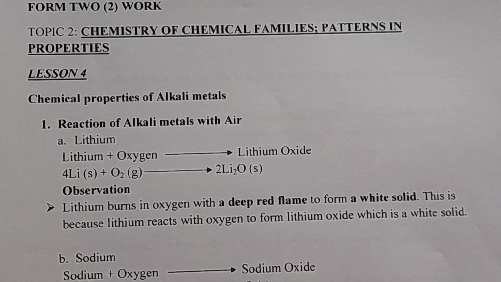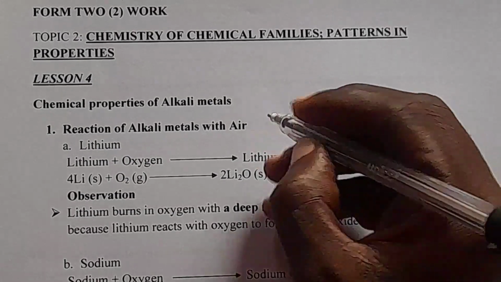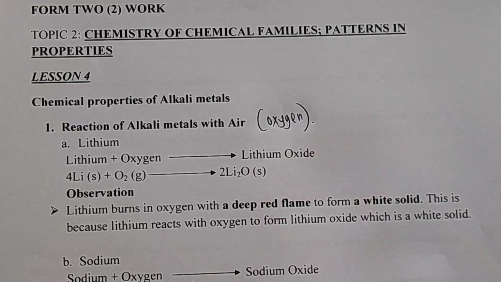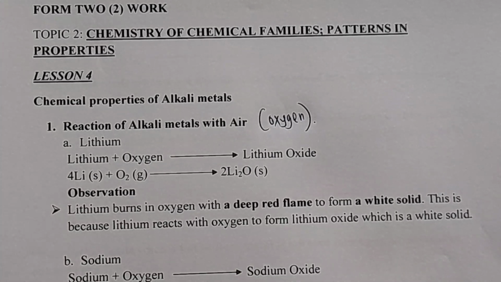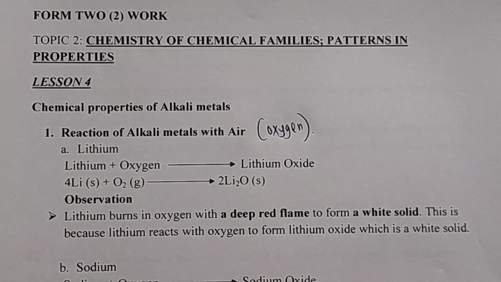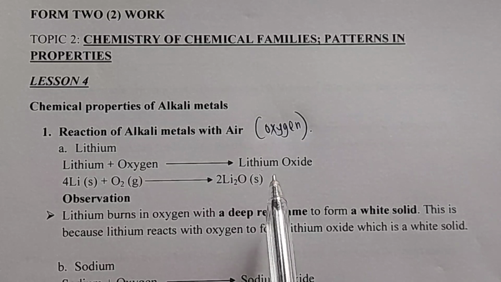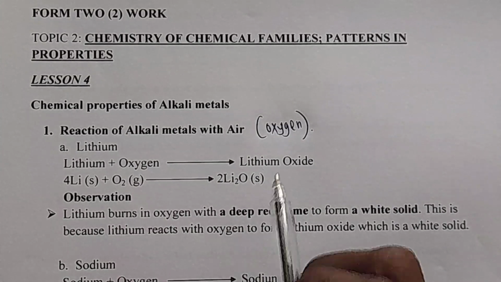So we start with number 1, reaction of alkali metals with air or with oxygen. We are going to start with lithium because we are going to use the first 3 members of alkali metals which are found in the first 20 elements in the periodic table. So lithium plus oxygen, we are going to get lithium oxide. Remember, when a metal reacts with oxygen, we get metal oxide.